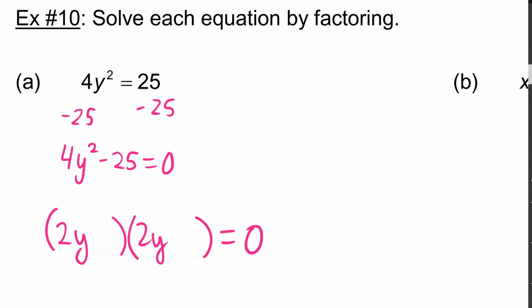Perfect. So this is the difference of squares, right? There's a subtraction. What times itself is 25? 5. So I have 2y plus 5 and 2y minus 5. I fully factored it. I could have 2y minus 5, then 2y plus 5, because when you multiply, it doesn't matter the order. But inside the binomial, it does matter the order.